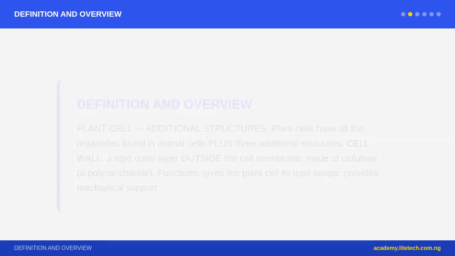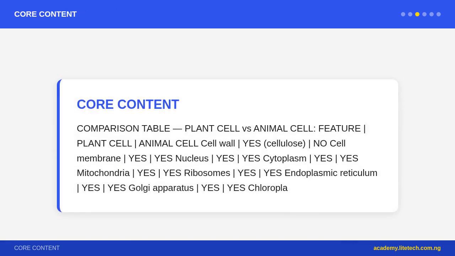Chloroplast: yes, in green cells; no. Large central vacuole: yes, one large; no, small temporary ones. Centrioles: no, they are absent in higher plants; yes. Shape: regular, box-like, rigid; irregular, variable.